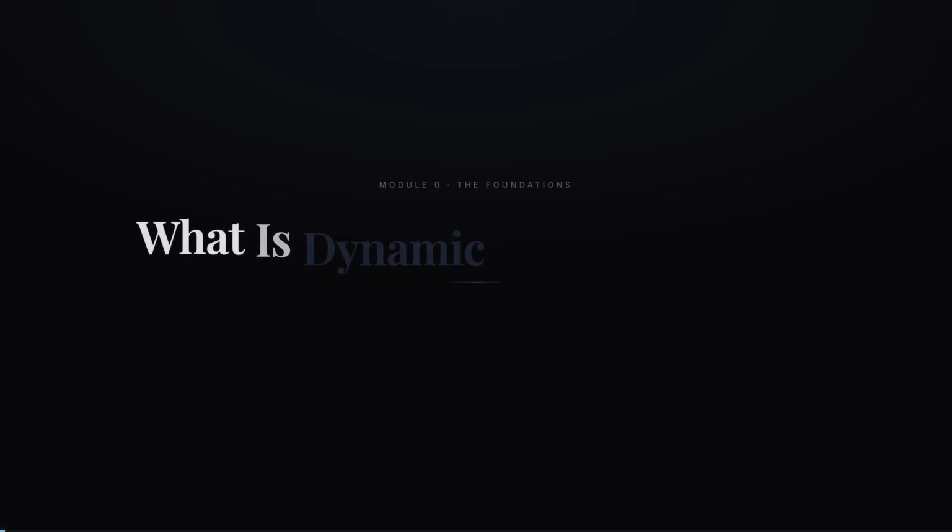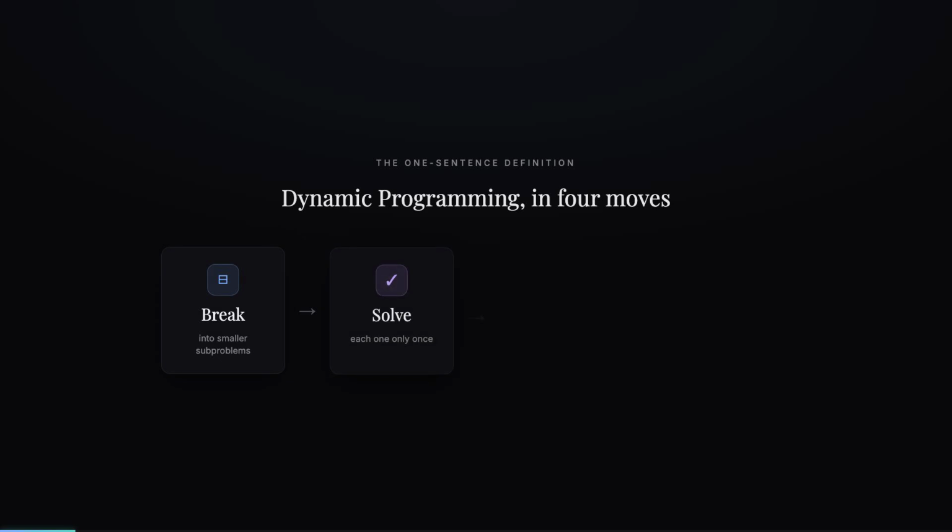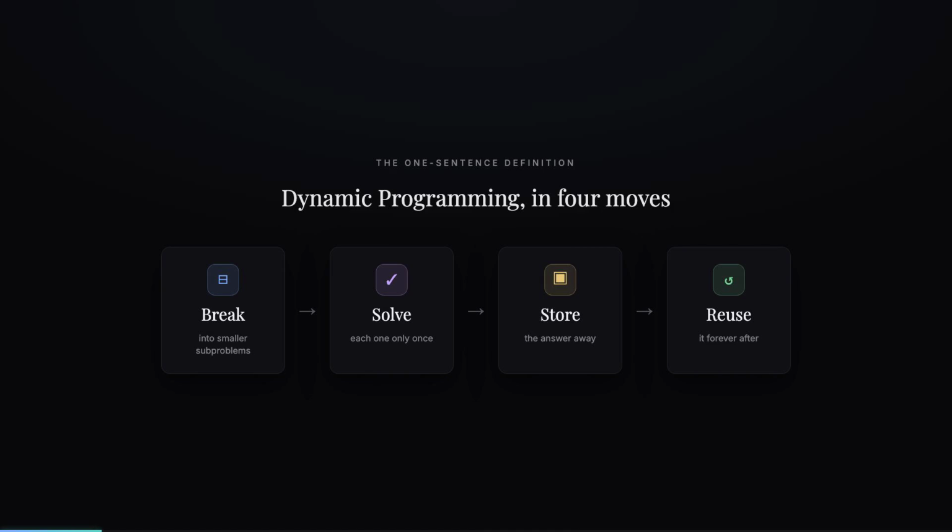Before we solve a single problem, let's nail down what dynamic programming actually is. Because once these two ideas click, every problem in this series turns out to be the same idea, wearing a different costume. So here's the one-sentence definition. Dynamic programming means breaking a problem into smaller subproblems, solving each subproblem once, storing the answer, and reusing it.